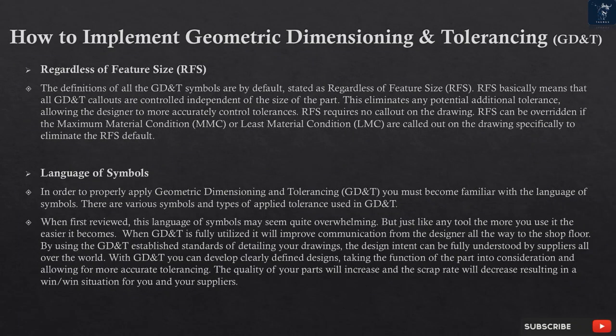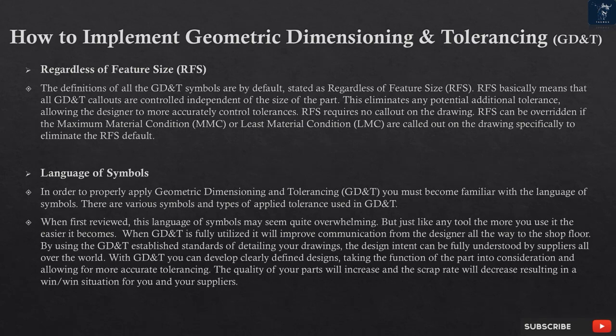Regardless of feature size, RFS. The definitions of all the GD&T symbols are by default stated as regardless of feature size, RFS. RFS basically means that all GD&T callouts are controlled independent of the size of the part. This eliminates any potential additional tolerance, allowing the designer to more accurately control tolerances. RFS requires no callout on the drawing. RFS can be overridden if the maximum material condition, MMC, or least material condition, LMC, are called out on the drawing specifically to eliminate the RFS default.